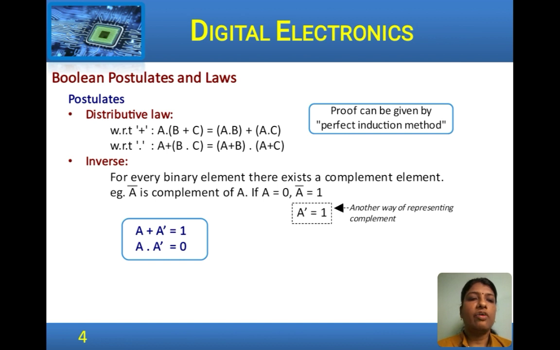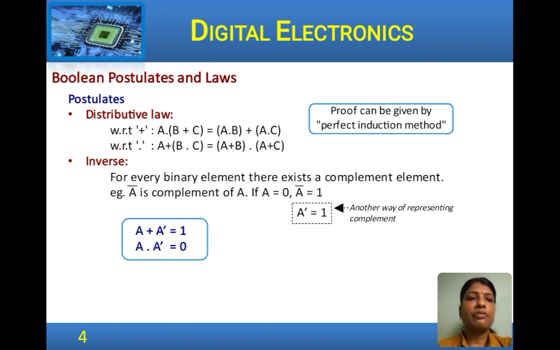And inverse: for every binary element there exists a complement element. So A bar is the complement, and if A is equal to 0, A bar is 1, or if A is equal to 1, A bar will be equal to 0, and it can be represented as A bar or A prime. And also A plus A bar is 1 and A dot A bar is 0.